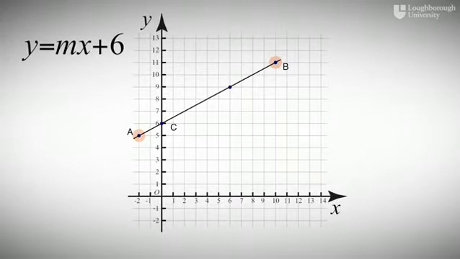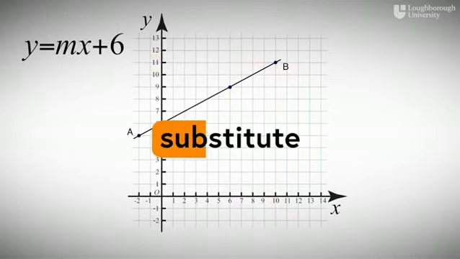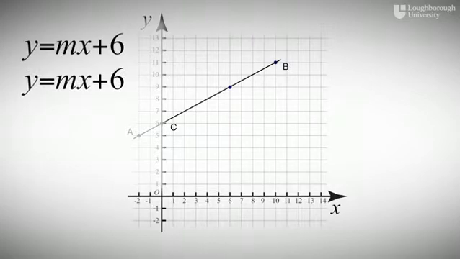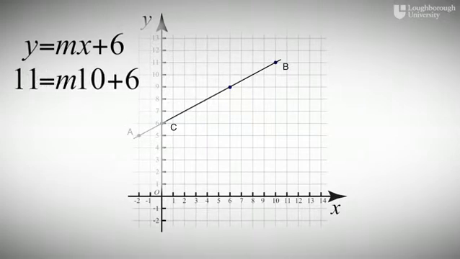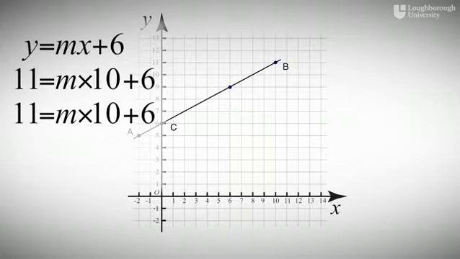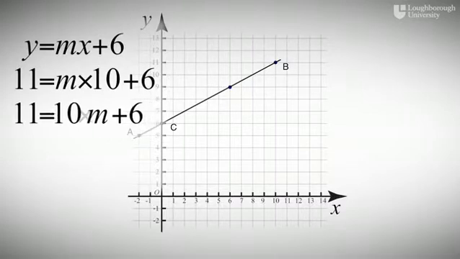For example, the point B has coordinates 10, 11, so that when x equals 10, the value of y is 11. We can substitute these values into the equation y equals mx plus 6. To substitute means to replace the letters x and y by the values 10 and 11. Doing this, we find 11 equals m times 10 plus 6. Remember that m times 10 could be written as 10 times m, or simply 10m. So we need to use the equation 11 equals 10m plus 6 to find the value of m.